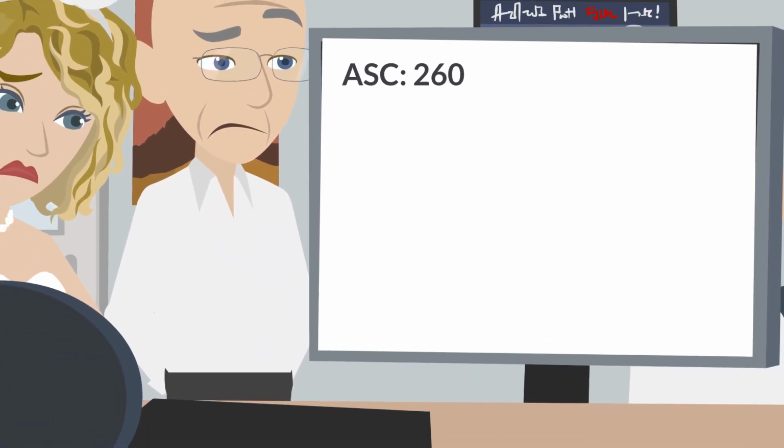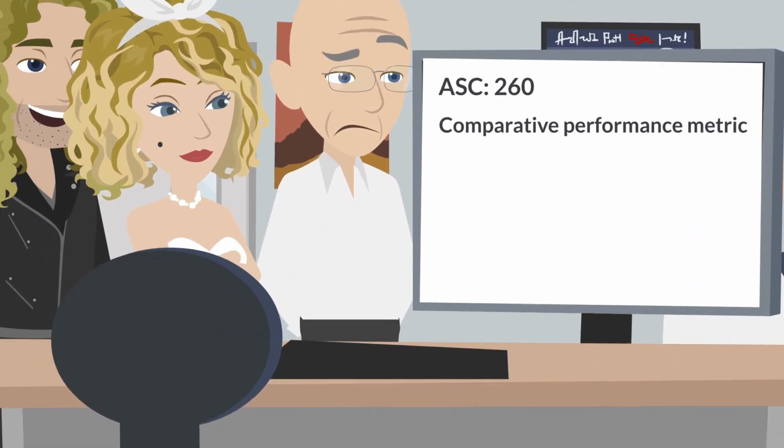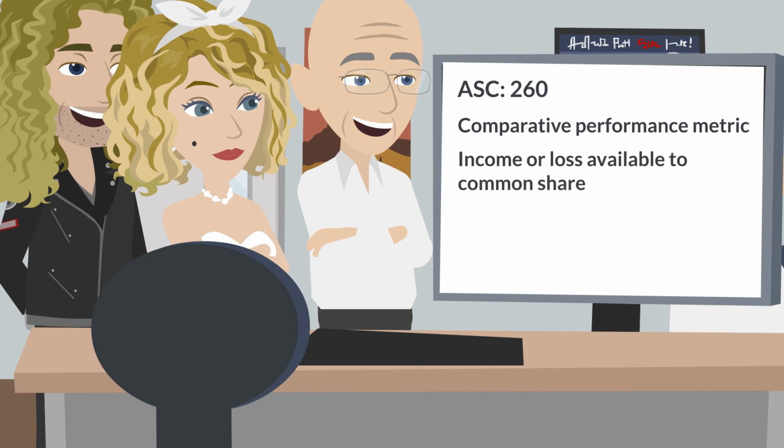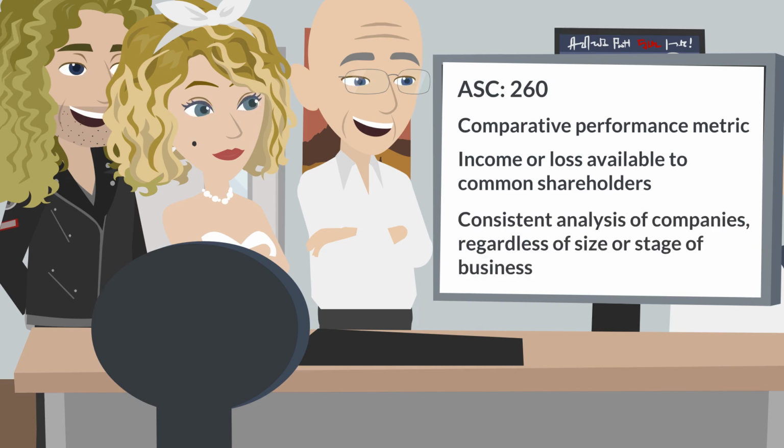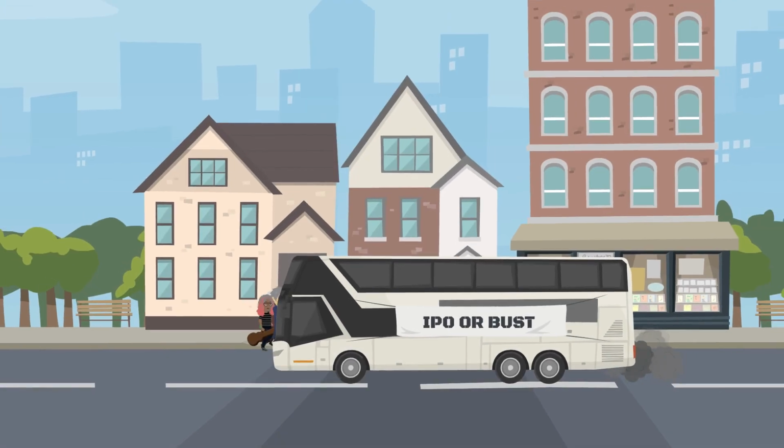ASC 260 provides a framework for a comparative performance metric that displays income or loss available to common shareholders. It's called earnings per share, and, as the name indicates, it captures a company's profitability at the individual share level. This performance metric allows companies of varying sizes and capital complexities to be reviewed alongside one another.